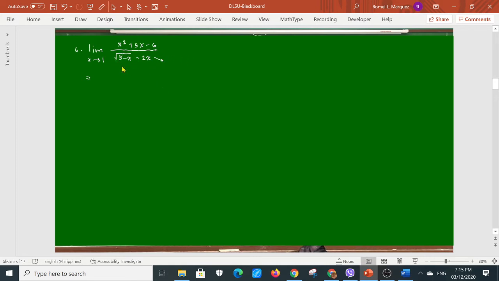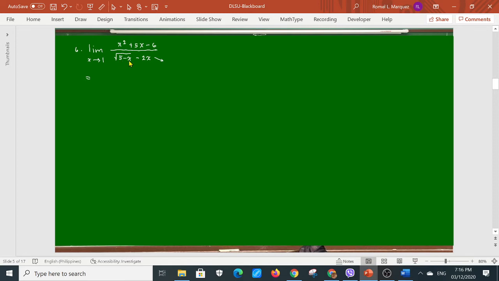What is the limit of the radical? The limit of the radical is 5 minus 1. Since it's not 0, it is going to be greater than 0. So we can apply the substitution rule and the limit of a composite, no? The limit of the square root is the square root of the limit.